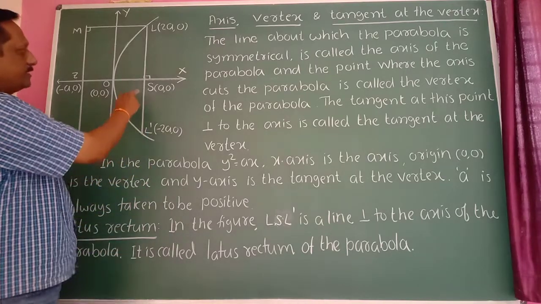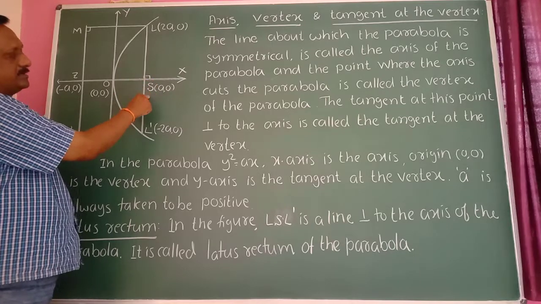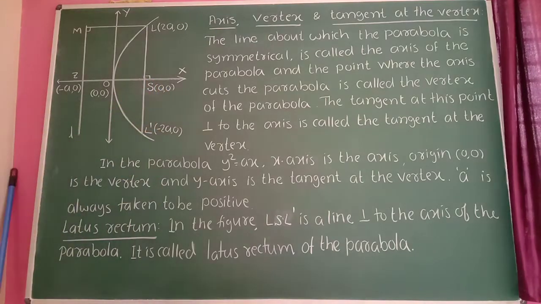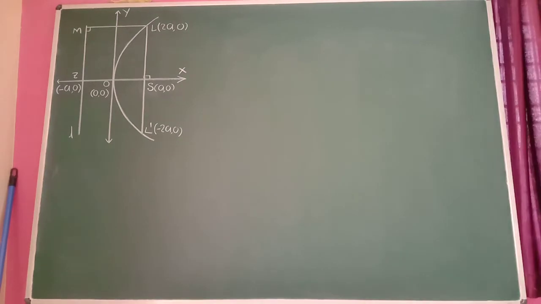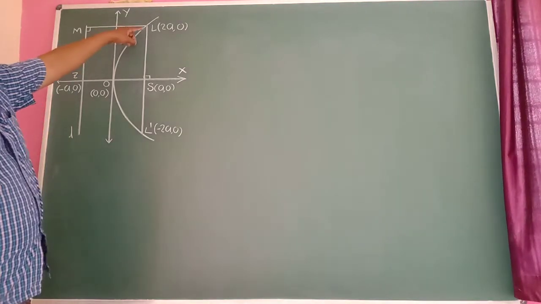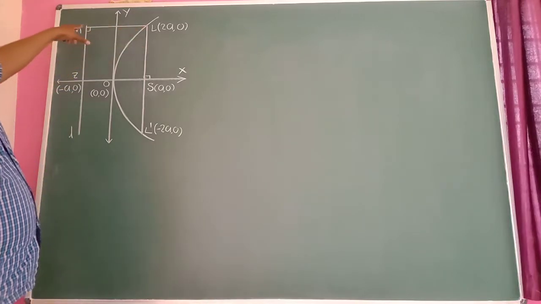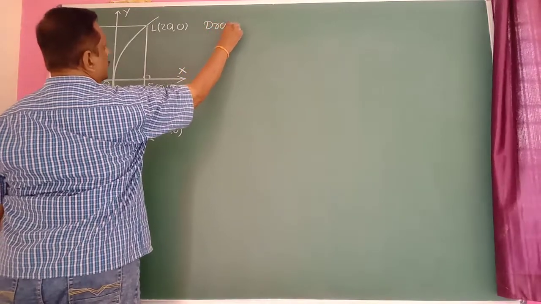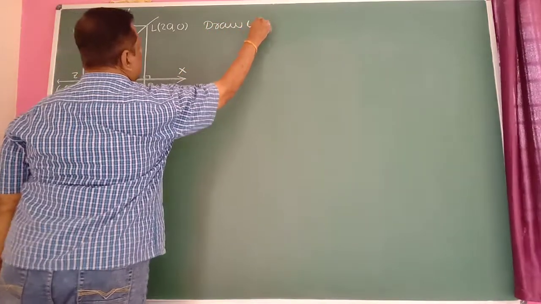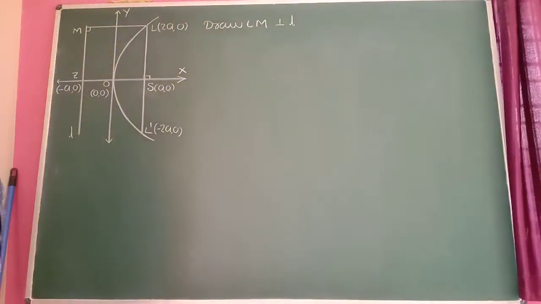The latus rectum always passes through the focus. Now we have to find the length of the latus rectum. What is its length? First draw LM perpendicular to the directrix. So draw LM perpendicular to the directrix.